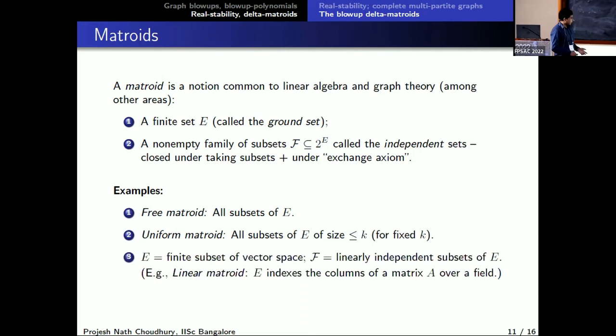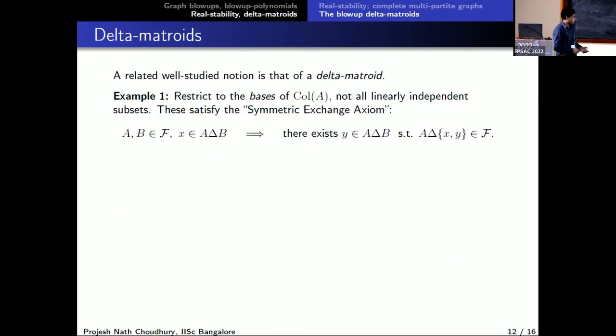The third example is a matroid from linear algebra. Let E be a finite subset of a vector space, and we define a matroid on E by taking the independent sets as the linearly independent subsets of E. For example, we can take E as the columns of a matrix. Now, instead of taking linearly independent subsets, if we take the independent sets as the bases of the column space of A, then it satisfies these additional properties. And this is known as the symmetric exchange axiom.